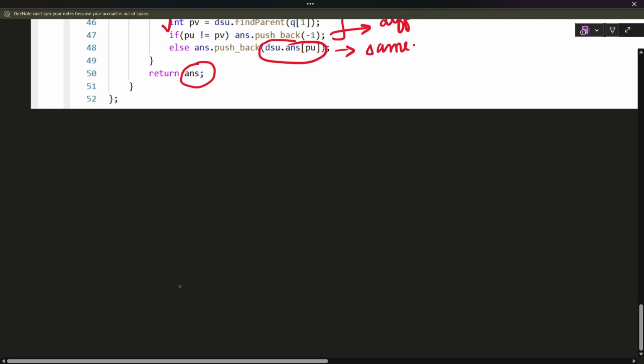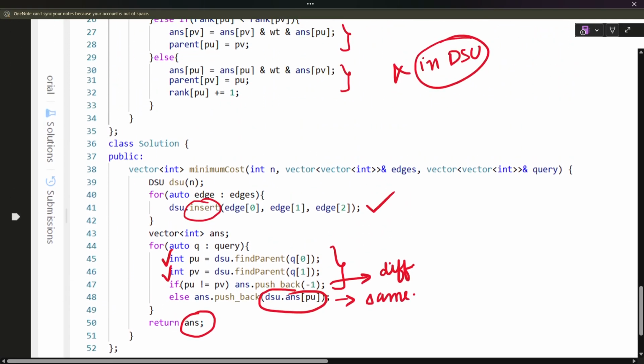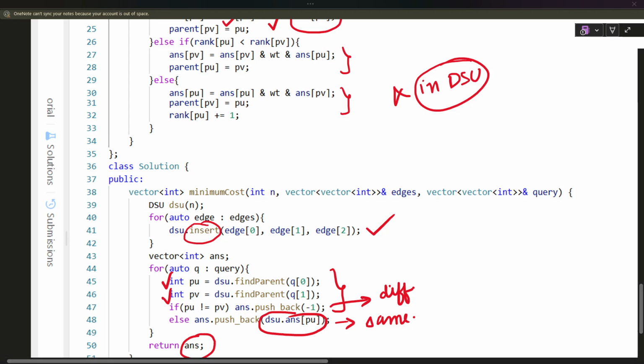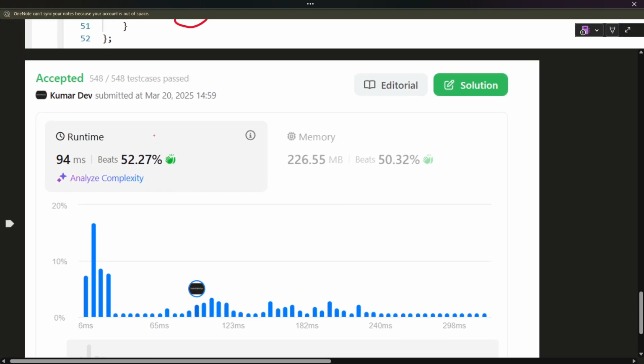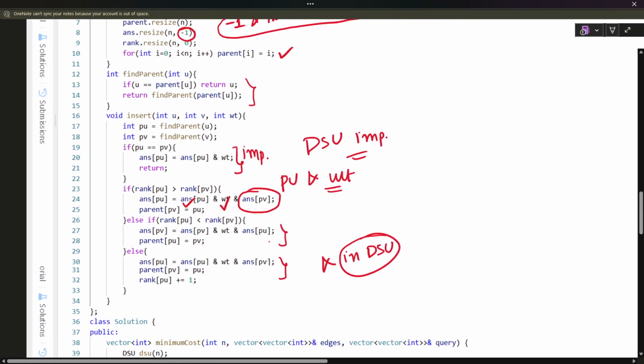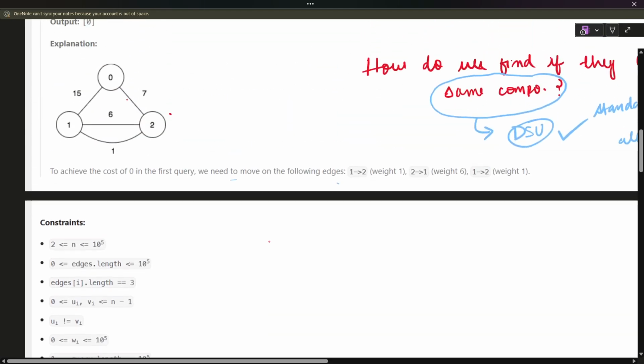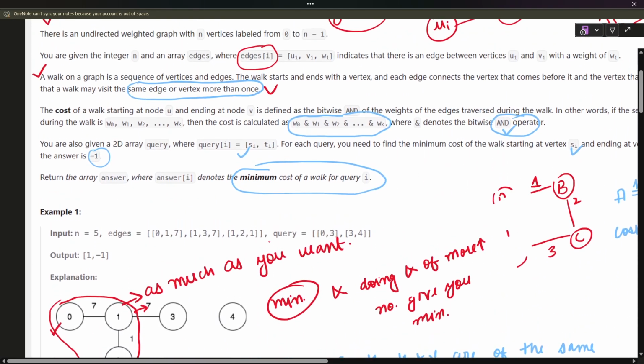Just a second, I will be showing you the runtime. I forgot to put this screenshot. As you can see, the code is running fine, and that's all for the solution. The question link and the code link will be in the description box.